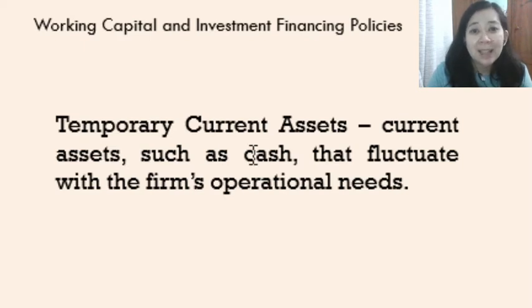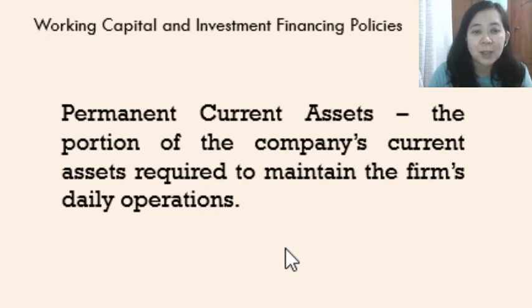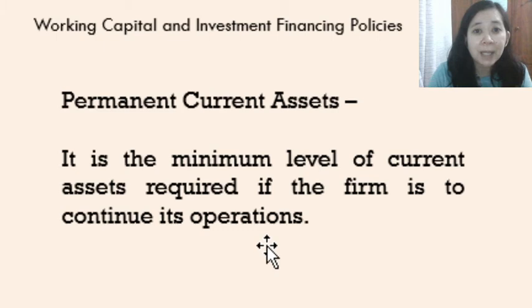So what about temporary current assets? These are current assets such as cash, which means to say that it fluctuates within the firm's operational needs. Of course, cash is the most liquid and most used current asset. Basically, when it comes to firms' operations, that's why it's called temporary current assets, because they fluctuate with the firm's operational needs. What about permanent current assets? These are the portion of the current assets required to maintain the firm's daily operations. Normally, it is the minimum level of current assets required if the firm is to continue its operations. So we have a required level of this type of current assets.